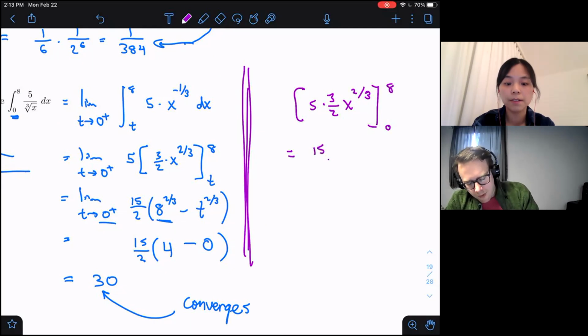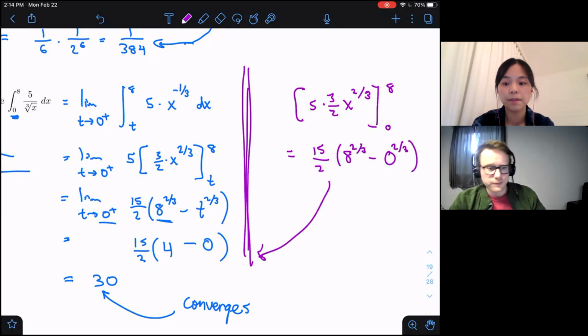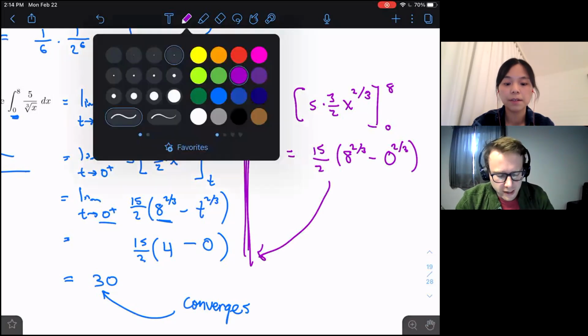Then let's see what we have, the 15/2. If you plug in 8, you get 8 to the 2/3, and if you plug in 0, you get 0 to the 2/3, right? And this gives you the exact same result. So again, this is a simple enough one that you don't get into trouble or anything like that.